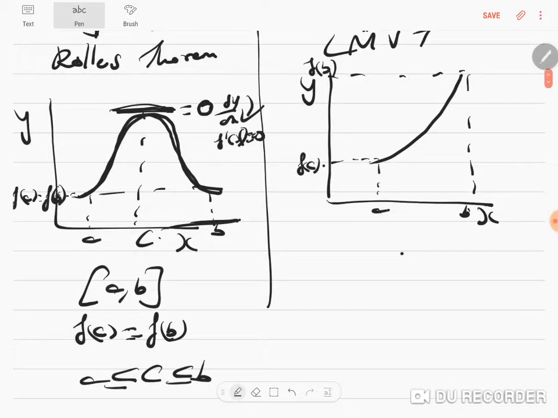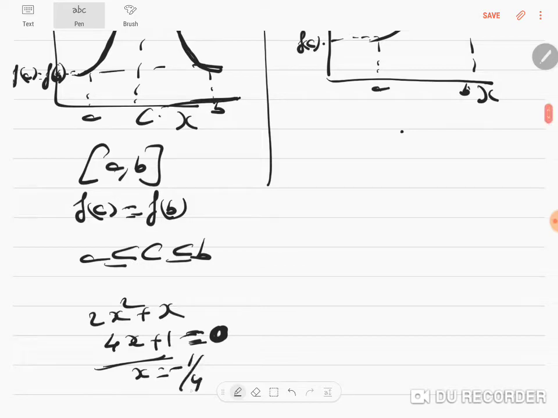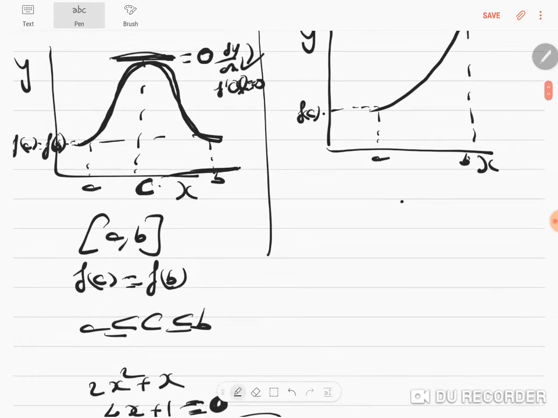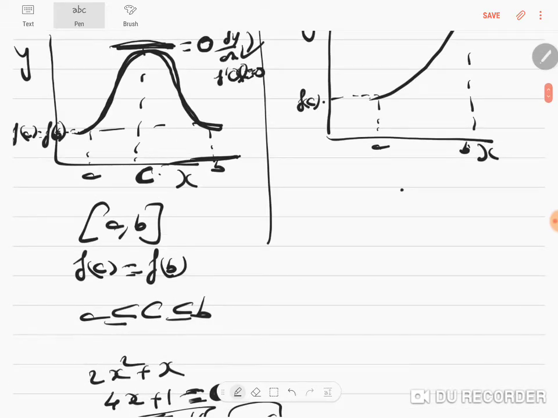You can equate that, and then you will get a point value for x. For example, 2x square plus x is the function. 4x plus 1 is the differentiated value, which will become equal to 0, because you know there is a point at the top where you cannot take a slope, where x is equal to minus 1 by 4. So that x is called C. That C is a point, minus 1 by 4 here, where you cannot differentiate.